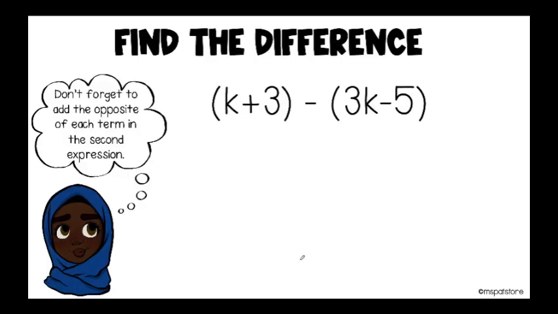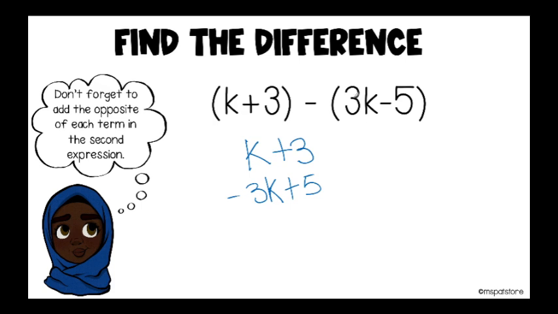Let's take a look at this example. So I have k, okay, plus 3. Then here it says, don't forget to add the opposite of each term in the second expression. So instead of being positive 3k, like is here, it has to be negative 3k. As you can see, I lined them up like this because they are like terms. Instead of being negative 5, now it's positive 5.